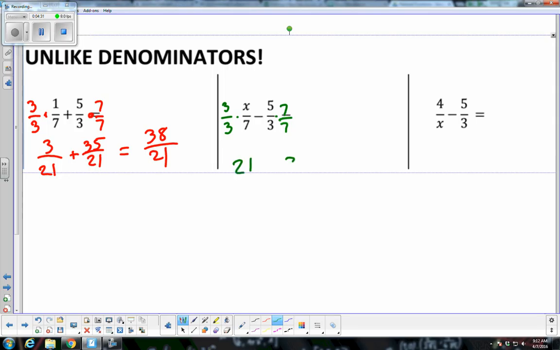Okay? And what we're going to do is we'll just leave this as 3x because 3 times x is 3x and 7 times 5 is 35. So put it all together. 21 stays on the bottom. You get 3x minus 35 and you're good to go. And that's about all you can do.